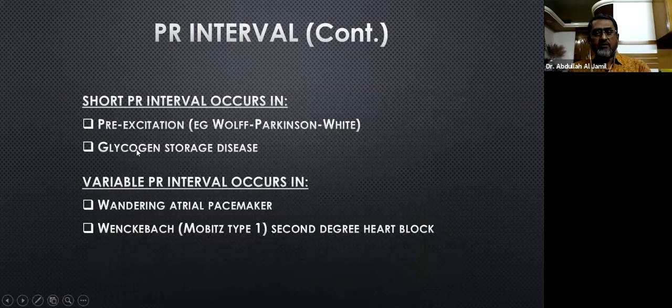Short PR interval occurs in pre-excitation, for example WPW syndrome, Wolff-Parkinson-White syndrome, and another is glycogen storage disease. Variable PR interval occurs in wandering atrial pacemaker, this is multifocal atrial tachycardia, and also in Mobitz type 1 Wenckebach phenomenon.